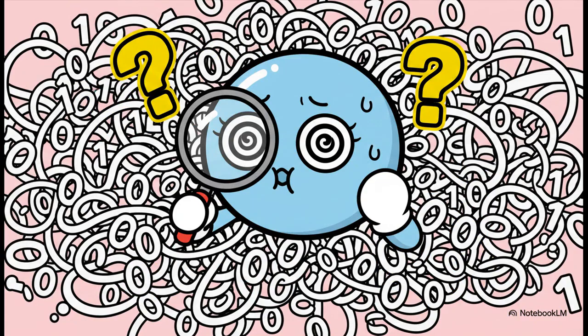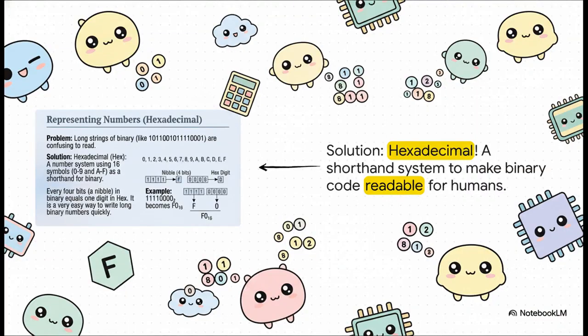But there's another problem. Even if we can measure the size of a file, actually trying to read a long string of raw binary code is a total nightmare for a person. It's just a sea of ones and zeros. It's super easy to make a mistake and incredibly confusing to look at. The solution for this is actually really elegant. It's a system called hexadecimal.